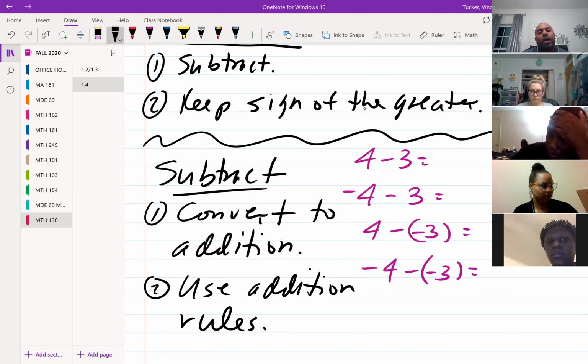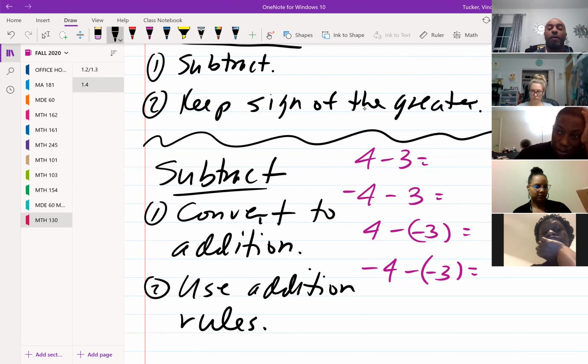All right, so for subtraction, we're going to convert to addition and use addition rules. And the more you do this, the less you have to write out stuff and the less you think about converting to addition. But it would help us when we go through the processing of what is right and what is wrong. So we have 4 minus 3.